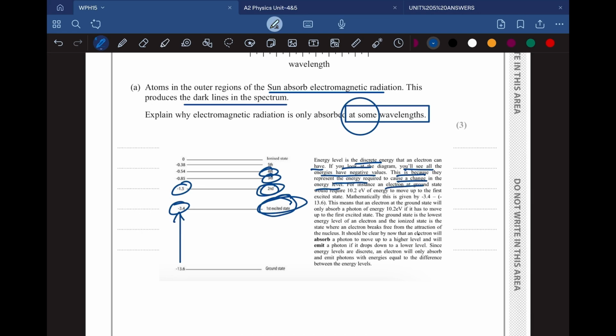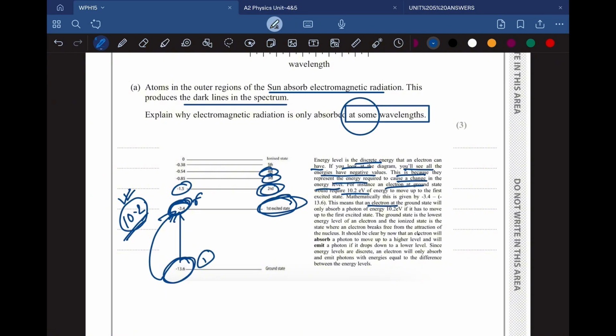For instance, an electron at ground state would require 10.2 electron volts of energy to move up to the first excited state. So to move from the ground state to the first state, it will require 10.2 electron volts of energy. Now how do we actually figure out this 10.2? Because minus 3.5 is final and this is initial. So final minus initial, minus 3.5 minus minus 13.6, will give you 10.2 electron volts. So that is how it works.